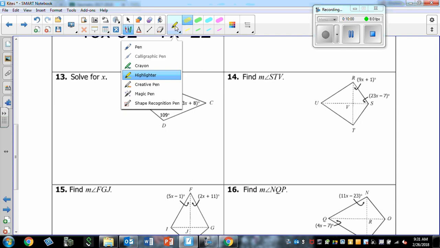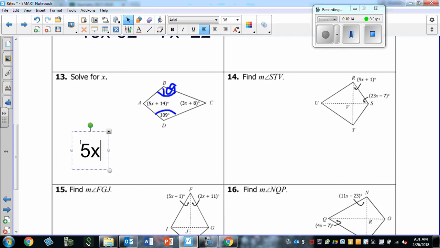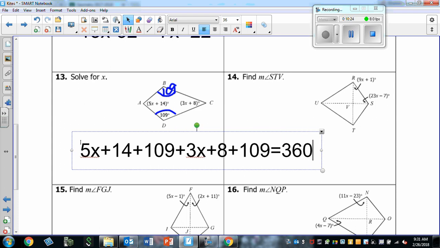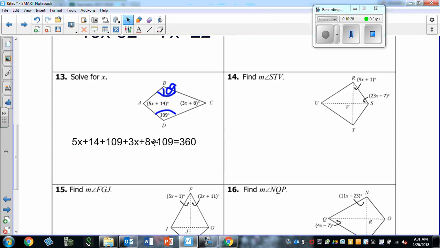13, since they gave us more information, we want to use the whole shape. So I know B and D are going to be the same, which means B is also 109. So instead of working with a triangle, I'm working with a four-sided figure. So I can say 5x plus 14 plus 109 plus 3x plus 8 plus 109 equals 360 and solve for x. It's long, but you just need to combine like terms.